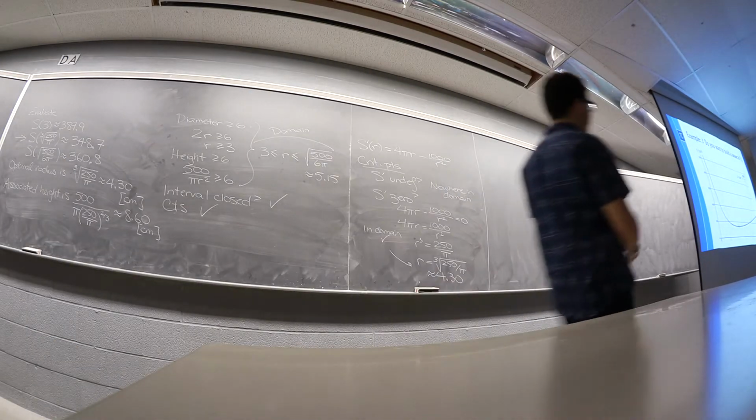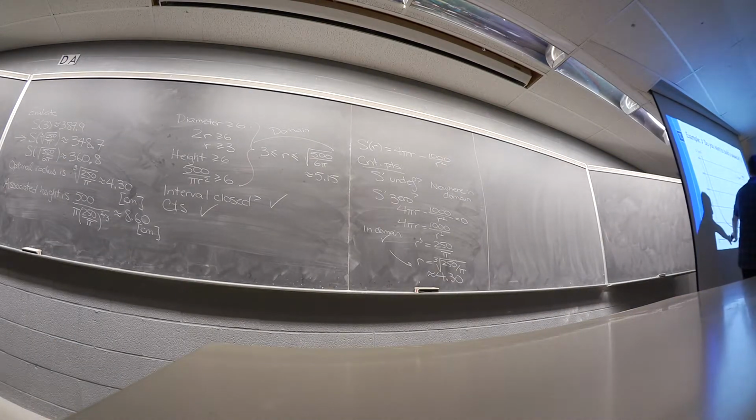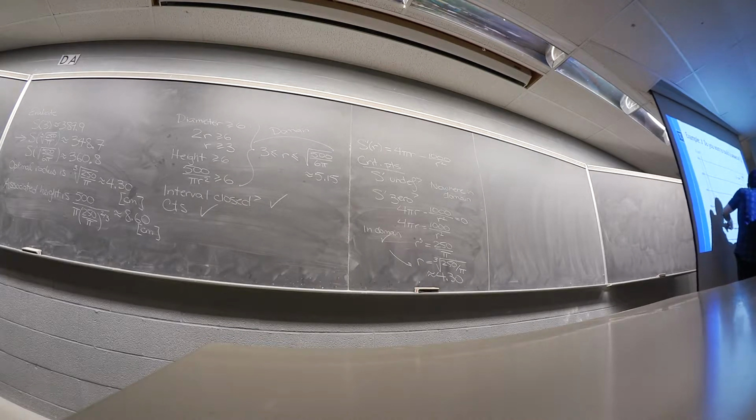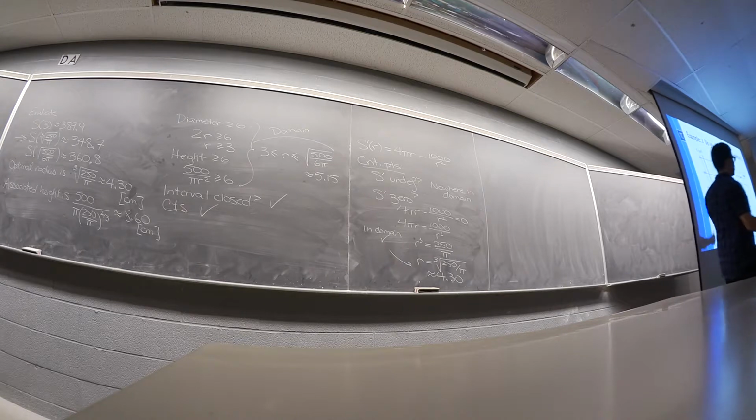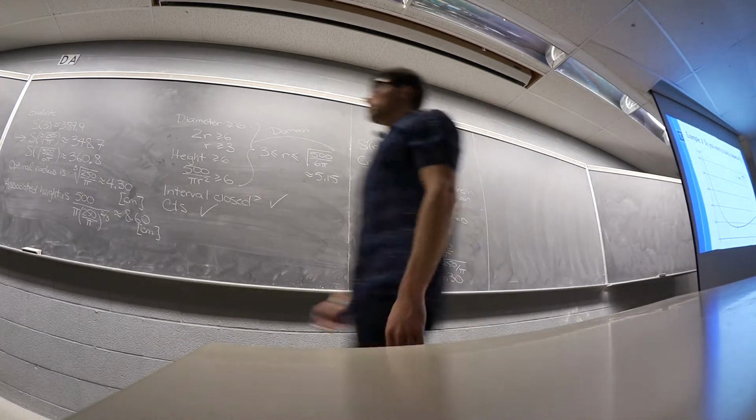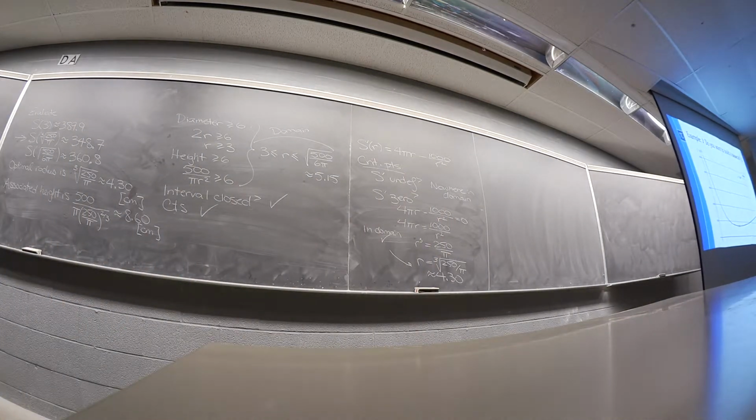At 3 we would have been there. At 5 point whatever we would have been there. And our optimizer was there, pretty close. So there we go, use the closed interval method.